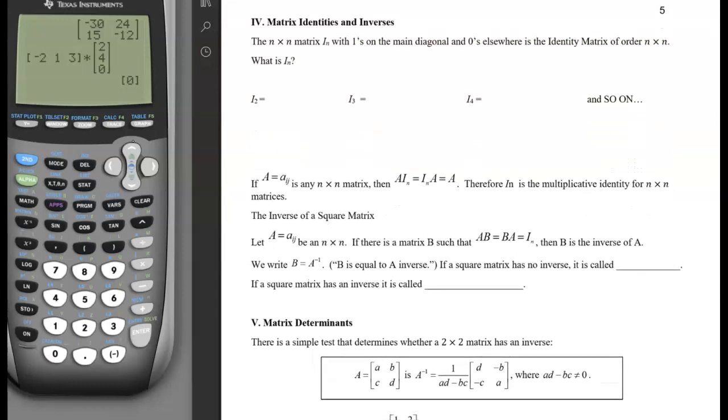Let's see, what time is it? 3:33. What time do we get done here? 3:40? Okay, we're doing about the same as the last period on time. All right.